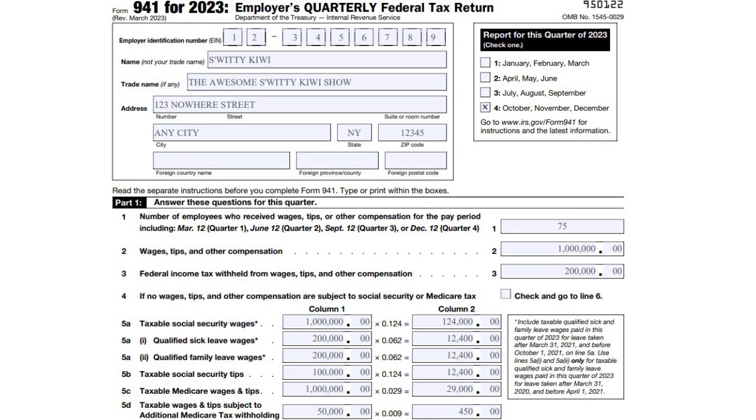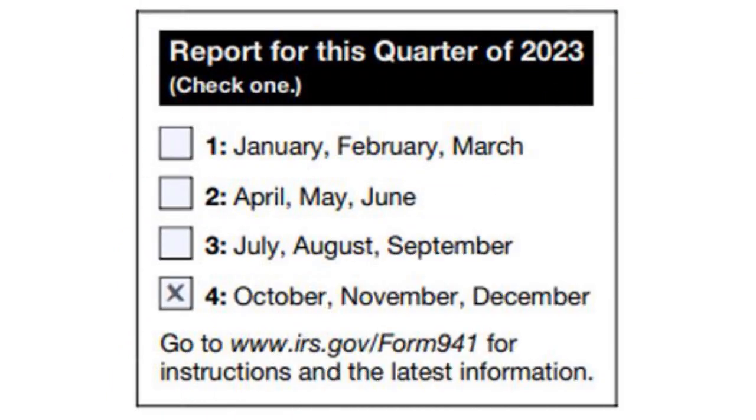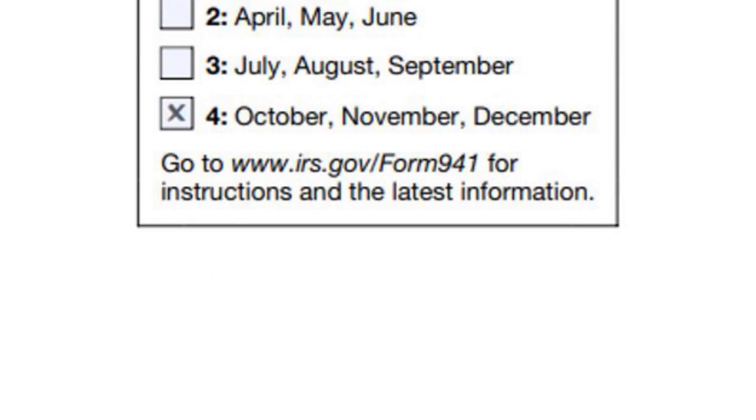And here, if you look on the right on the screen, it says the quarter to which you want the Form 941 to be associated. So in this case, we chose the fourth quarter, okay? In your case, it could be first quarter, second quarter, third quarter, or fourth quarter, it really depends.